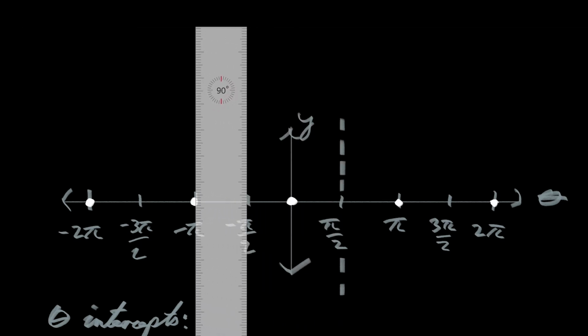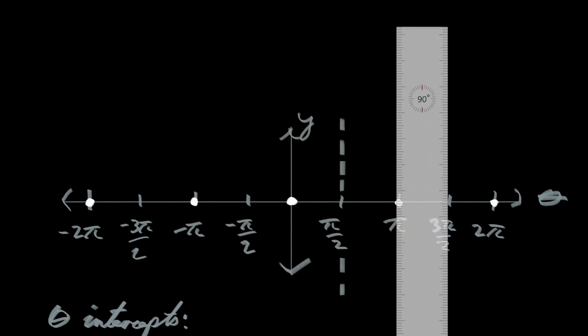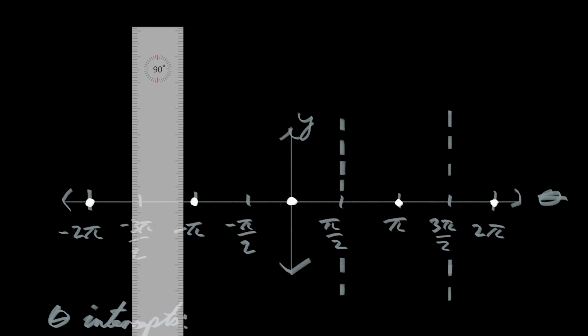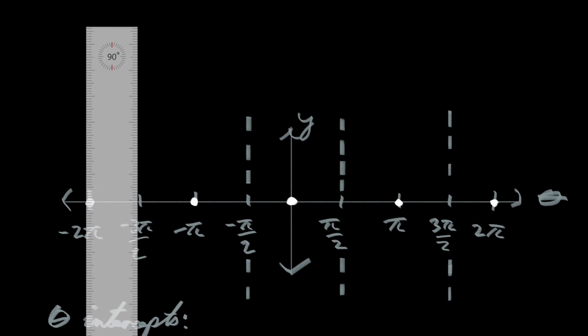So we would have a vertical asymptote there at 3 times pi on 2. Well, 3 is an odd integer, so we're going to have an asymptote there. And similarly for the negatives: negative pi on 2, negative 3 pi on 2.